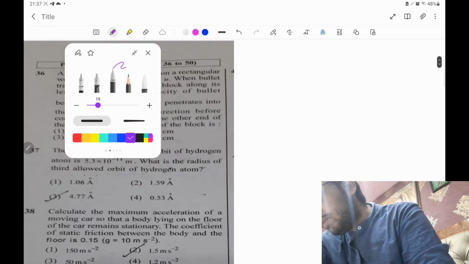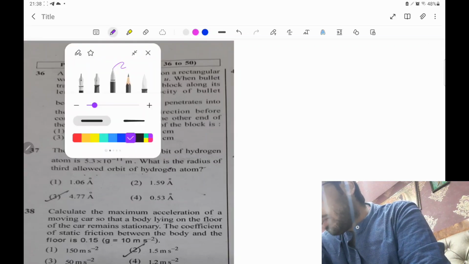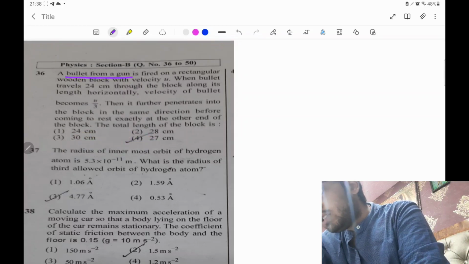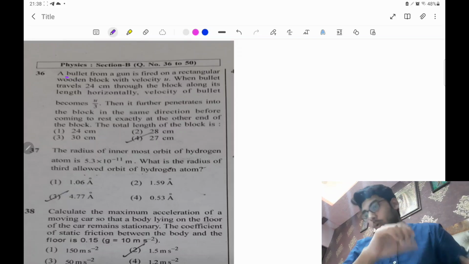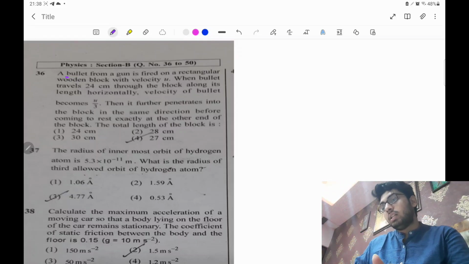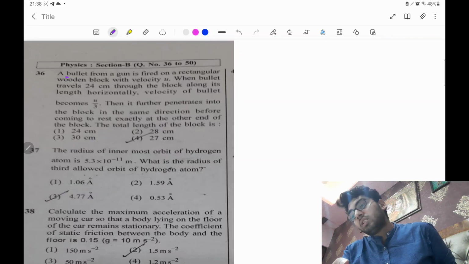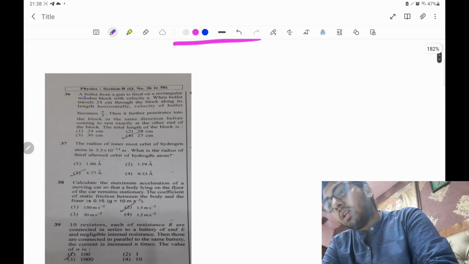The question is saying that a bullet from a gun is fired on a rectangular wooden block with a velocity u. When the bullet travels 24 cm through the block along its length horizontally, the velocity of the bullet becomes u by 3. Then it further penetrates into the block in the same direction before coming to rest exactly at the other end of the block. So the total length of the block is? The question framework will be something like that.